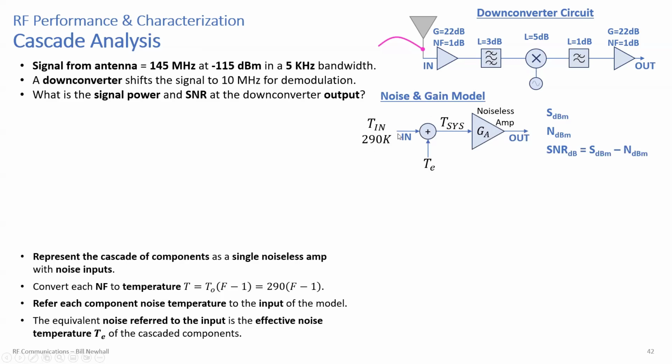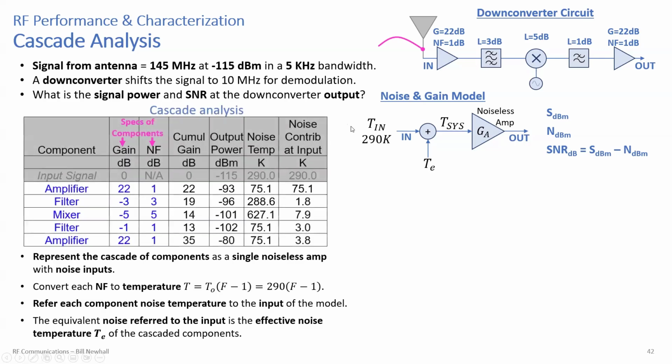So we have some input noise from the antenna that comes from the outside world. Let's say it's an antenna, it's sitting there at room temperature. It's going to have thermal noise input, and then we have some equivalent noise temperature in to get a system noise temperature that's the sum of the two, and then a noiseless amplifier. We're going to use that to calculate, okay, what is the signal output, what is the noise output, and figure out the SNR.